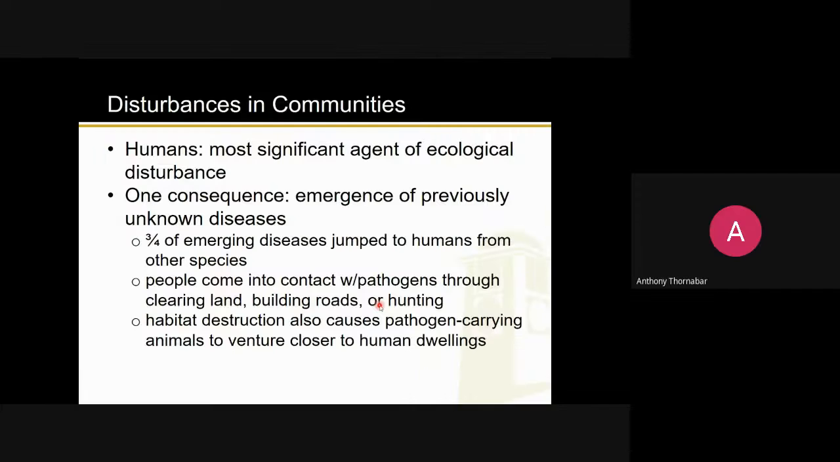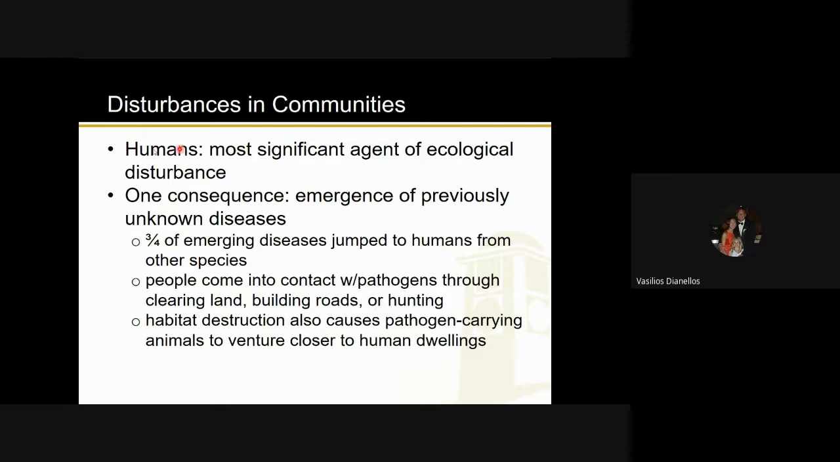No. All right. Your book points out that humans are the most significant agent of ecological disturbances. And if this was going to be on the exam, that would definitely be a question, but it's not, so we don't have to worry about it. But yeah, that is something to keep in mind. Nature causes disturbances: volcanoes, things like that, tornadoes, hurricanes, typhoons. But these days, it is humans who do the most damage.